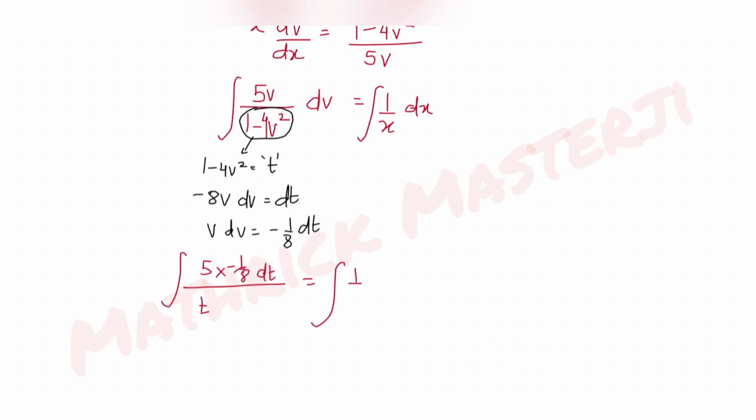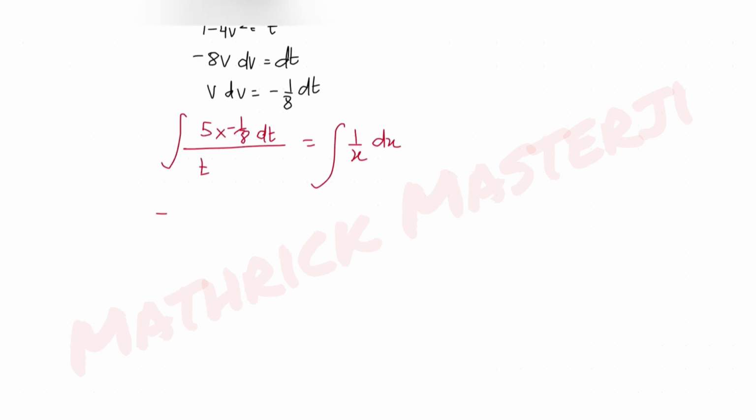So further, let's try to solve this. I get here minus 5 over 8 times the integral of dt over t, which is natural log of mod of t, is equal to the integral of 1 over x, which is natural log of mod of x, plus a constant. So natural log of a constant, let's say c. Now further, I know t, so I can resubstitute t.